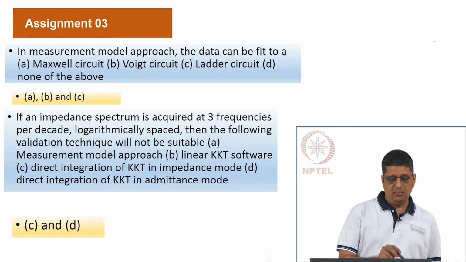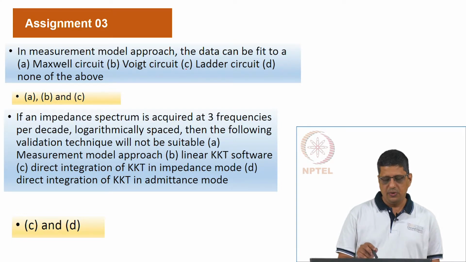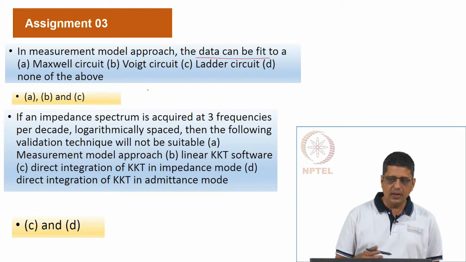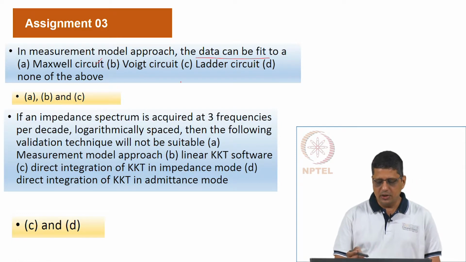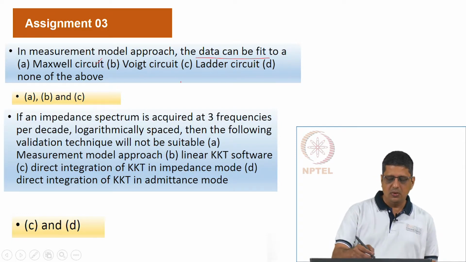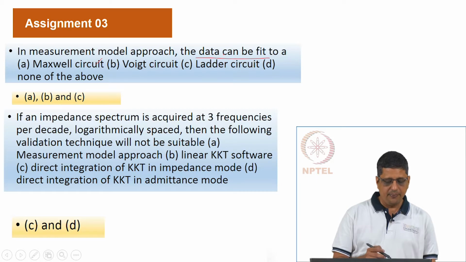Next, if we take the measurement model approach for spectrum validation using KKT or an equivalent approach, then what circuit should you use? Maxwell, Voigt or ladder? You can actually use any one of these. Okay, they are all equivalent. So, if it fits well with Maxwell, it should fit well with Voigt, it should fit well with ladder. So, any one of A, B, C is okay.